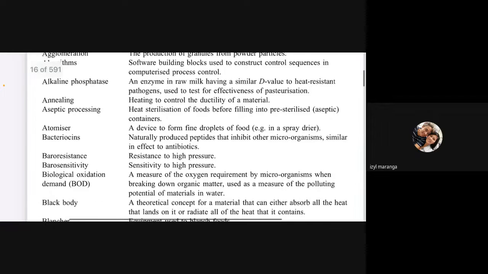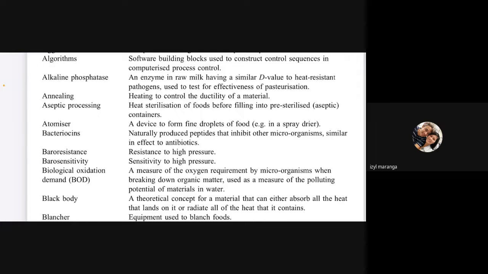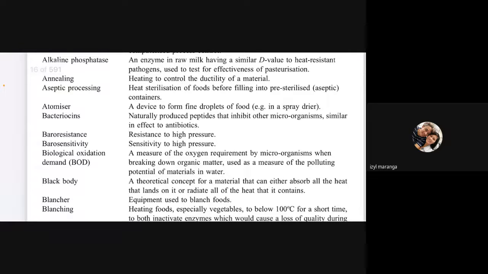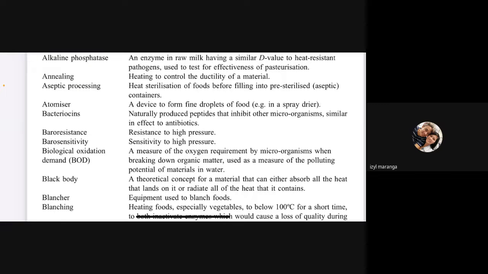And next, we have algorithms. It's the software building blocks used to construct control sequences in computerized process control. So, it's very difficult to imagine because it's computerized, no? But just think that it's a software na mga algorithm, which is used for construction. So, alkaline phosphatase is an enzyme in raw milk having a similar D value to heat-resistant pathogens used to test the effectiveness of pasteurization. We will learn later the meaning of pasteurization, but that is the heat process we use to disinfect our food like our milk, no?